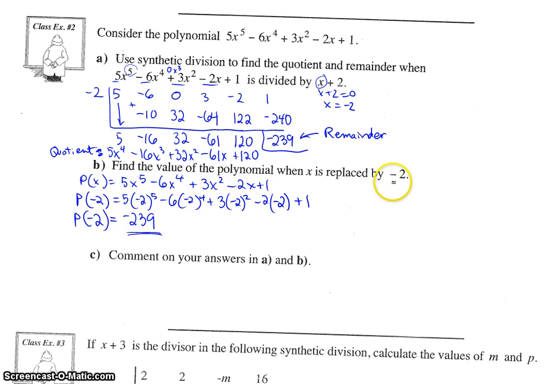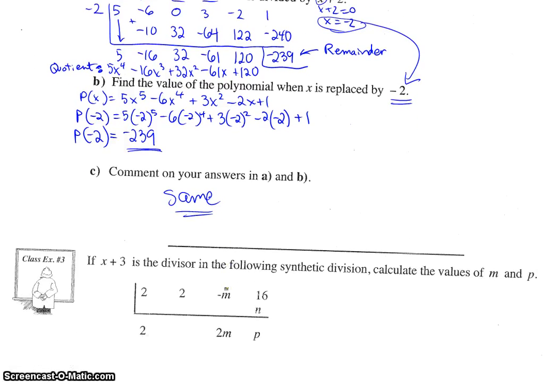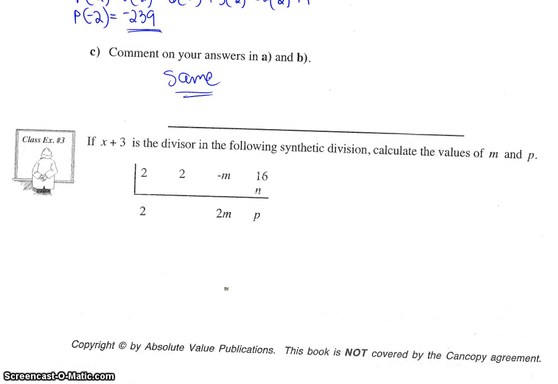So when we subbed in negative 2, now where'd that negative 2 come from? Oh, look at this. That's the same number. That's an easier way to find the remainder, isn't it? Okay, well so comment on your answers. The same. That's going to come up again in the next lesson, that little concept that we just did. Okay, let's look at example 3. A little bit of a teaser for the next lesson.